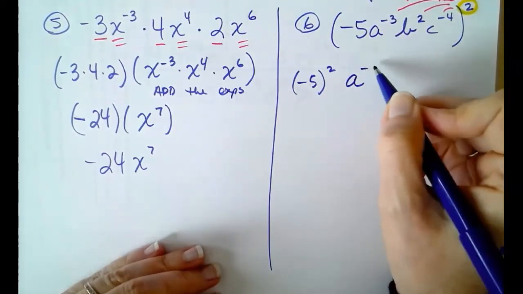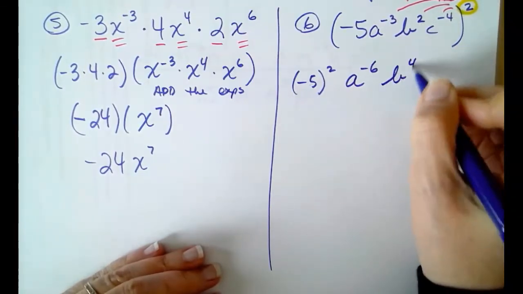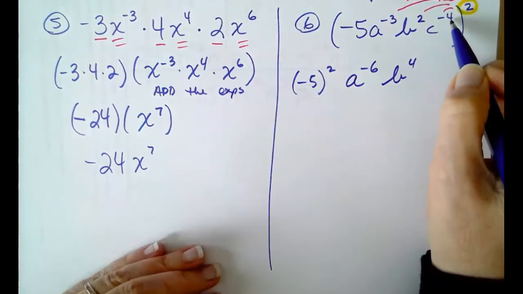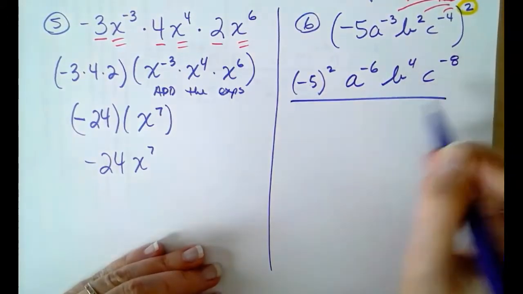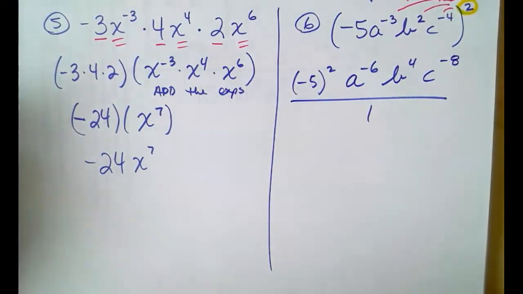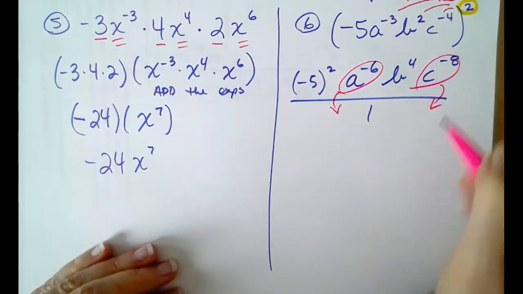That's a to the negative 6th. b squared squared, that's b to the 4th. c to the negative 4th squared, that's c to the negative 8th. That's all over 1. And everywhere that we have a negative exponent, we will be flipping it.